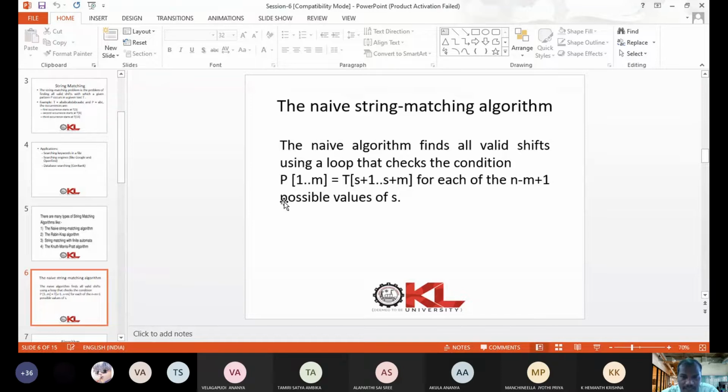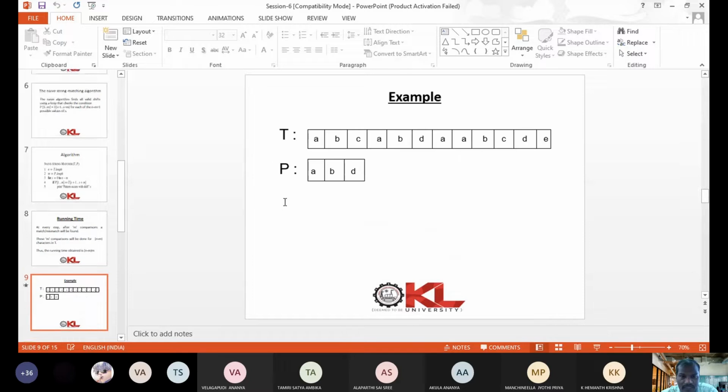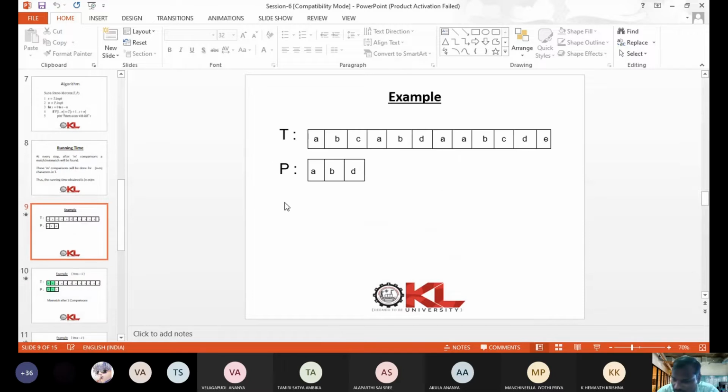Now the naive algorithm finds all valid shifts. All valid shifts means the places where this pattern is appearing in the given string. For example, P[1..M] equals T[S+1..S+M] for each of the N minus M plus 1 possible values of S. Then you can say this is a valid shift. This is the algorithm. Before explaining it, I will give you one example, and after understanding it, you can easily understand the algorithm.